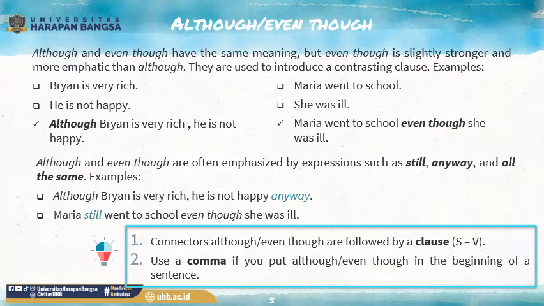Jadi ketika although dan even though kita taruh di depan kalimat atau awal kalimat, maka klausanya harus diakhiri dengan koma. Tapi kalau although dan even though kita taruh di belakang, maka tidak perlu ada koma. Seperti pada contoh yang kedua. Maria went to school even though she was ill. Tidak ada koma di situ. That's it.